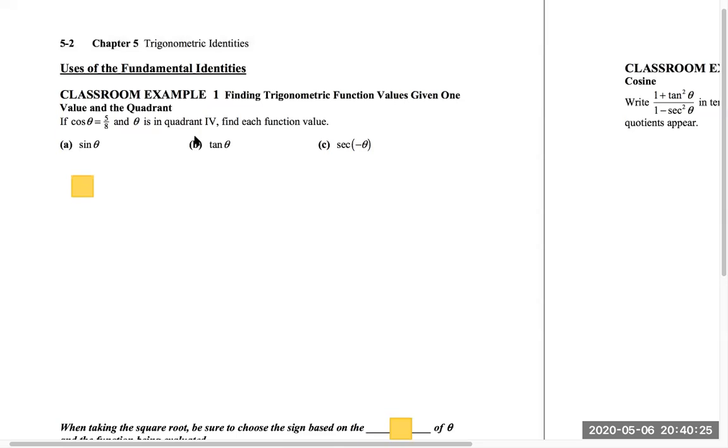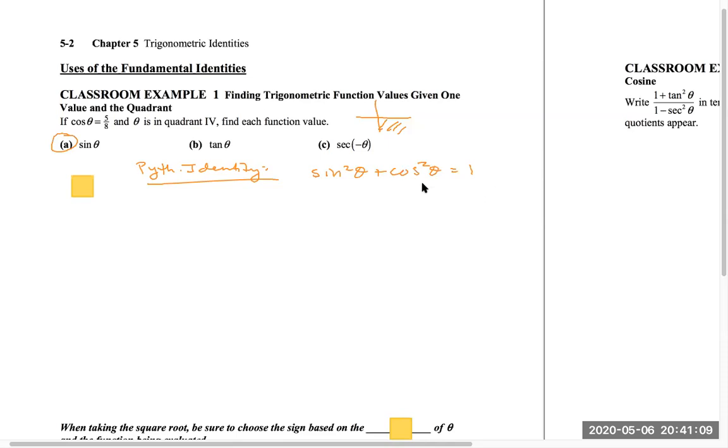So I'm actually getting into the problems now. I'm not going to go over every single one, but we will go over a good portion of them. So the first question we have here, we'll just go over part A for this. You have cosine theta as 5/8, and theta is in quadrant 4. You want to find this function value, sine theta. So for this, you want to use your Pythagorean identity because it relates sine theta and cosine theta.